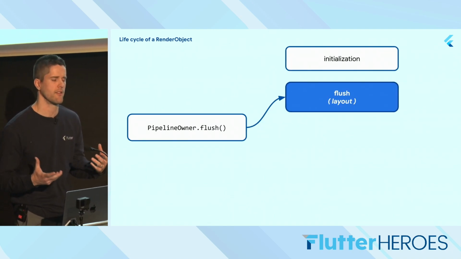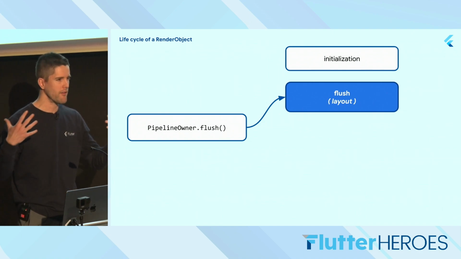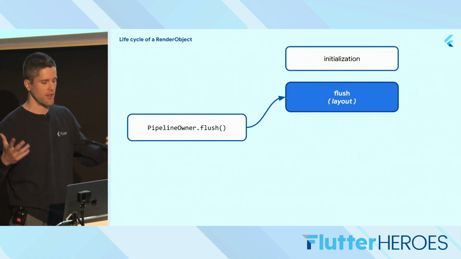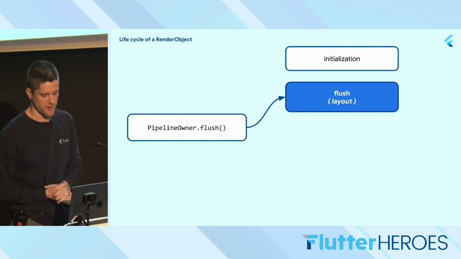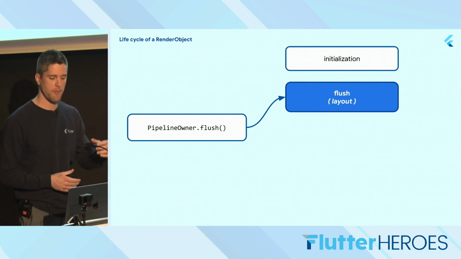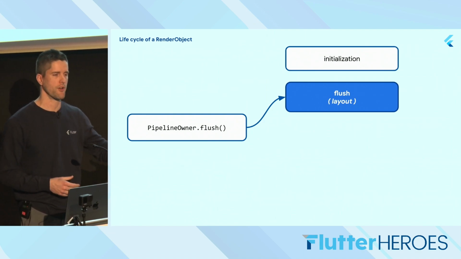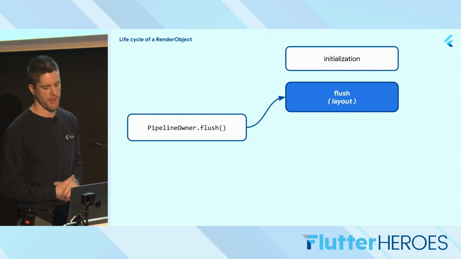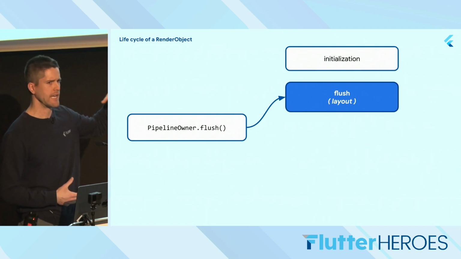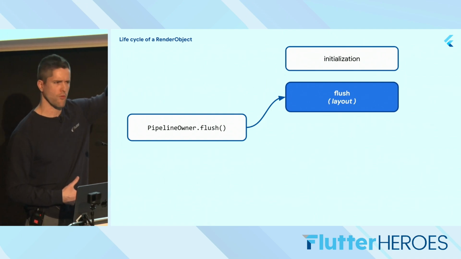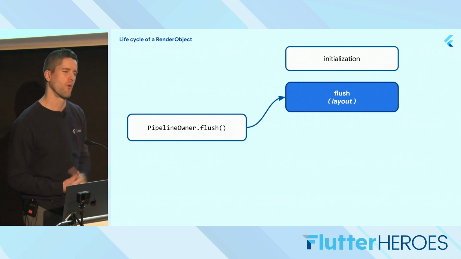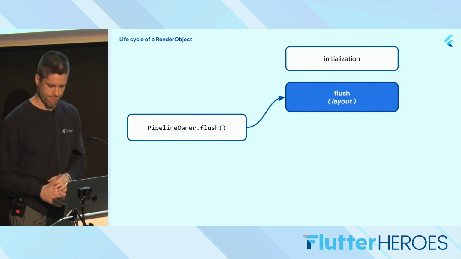So that brings us here in the life cycle of a widget for this kind of meta phase that I basically call the flush phase. It's not its official name or anything. But this happens when the pipeline owner calls its various flush methods. And the pipeline owner is a very high-level class that kind of runs the whole show. I talked about that more in life cycle of a widget as well.